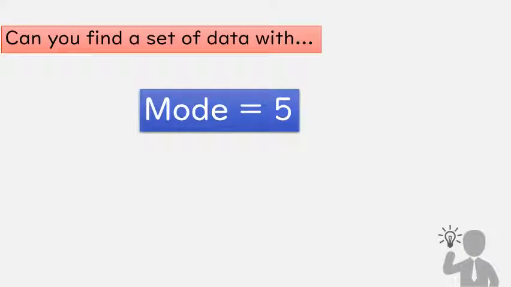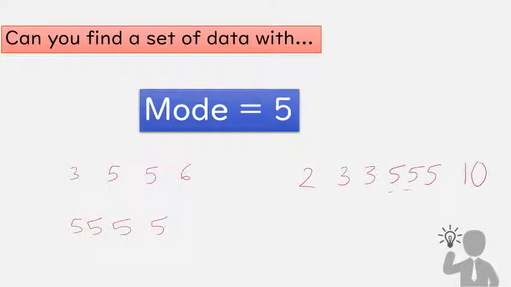So remember, mode means most often, so you just needed any set of data which had 5 coming up the most number of times. You could have had all of the bits of data being 5. You could have had, let's say, 2, 3, 3, 5, 5, 5 and 10. As long as 5 came up the most number of times, then you had a mode of 5.